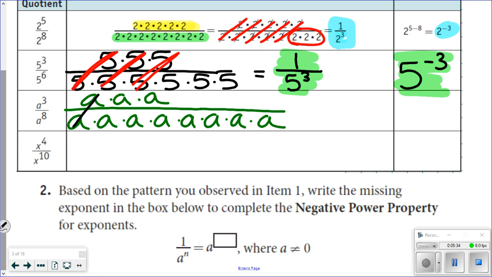So cancel out my A's. In the denominator, I have A, 1, 2, 3, 4, 5 left over, so a to the 5th power, and then I need a placeholder. But let's look at our first column. This is a fraction, so we keep the A, and we subtract 3 minus 8. Type that into your calculator if you need to. 3 minus 8. We're going to keep the sign of the bigger number, so it's negative 5.